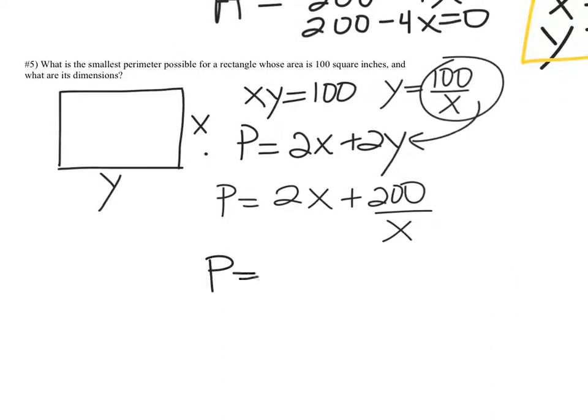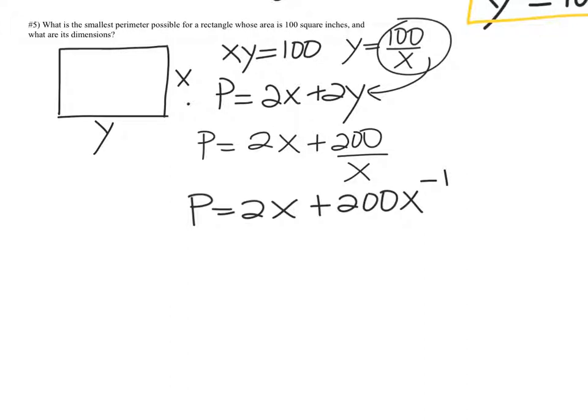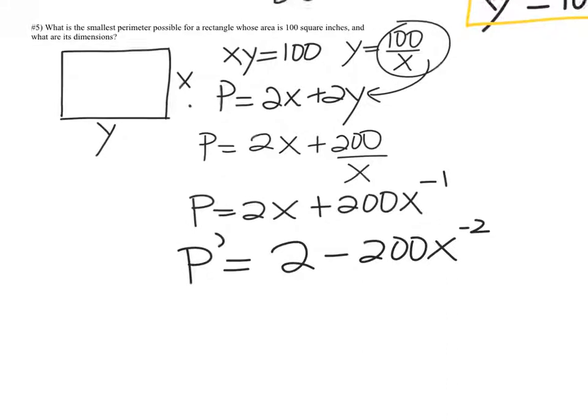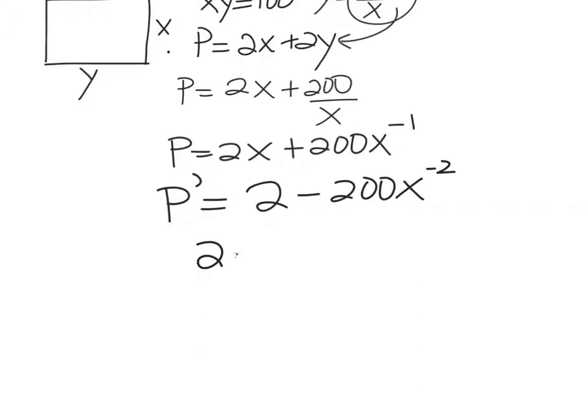Okay, so 2x plus 200 x to the negative 1. You don't need to use quotient rule. It's a constant over a variable. You can just change it to x to the negative 1. And now let's take the derivative. So the derivative of the perimeter would be 2 minus 200 x to the negative 2. So we're going to get 2 minus 200 over x squared, and we're going to set that equal to 0 and solve.